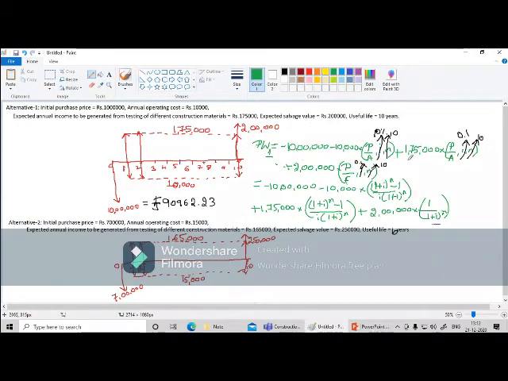So we formulated the statement, substituted the rate of interest, substituted the useful life, for how many years it was there. And we got a value of 90,962.23. This was for alternative 1. So similarly for alternative 2, I am supposed to formulate the equation and substitute the values.